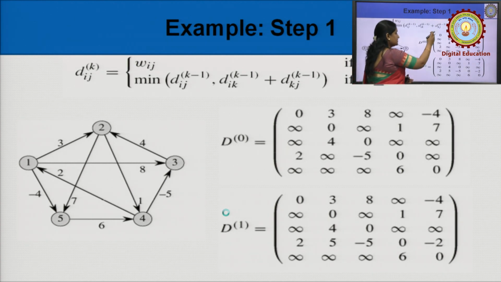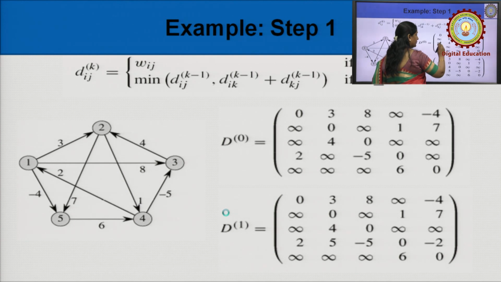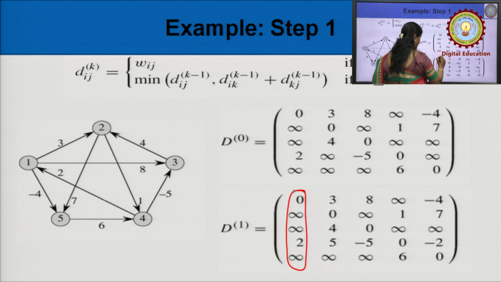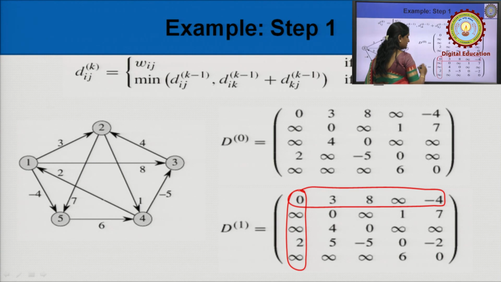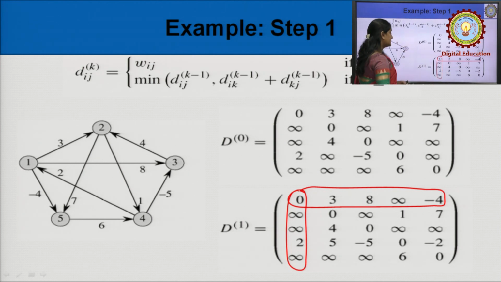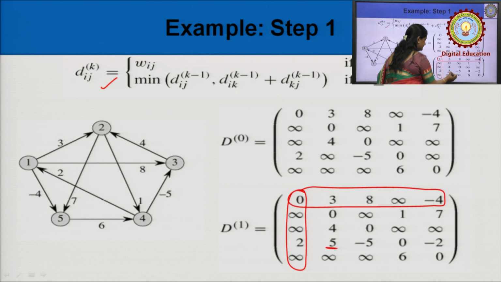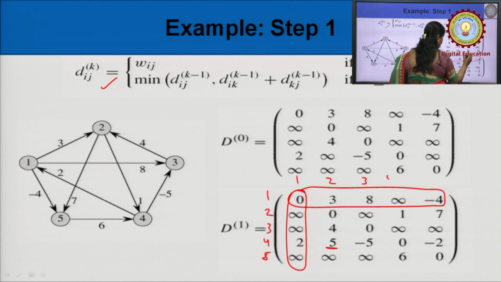Put the first row and first column, because the paths from the first node remain the same. Just copy them from the previous matrix, and all the diagonal elements are 0. Now calculate all the values using this formula. Like, calculate the value for 1, 2, 3, 4, 5.